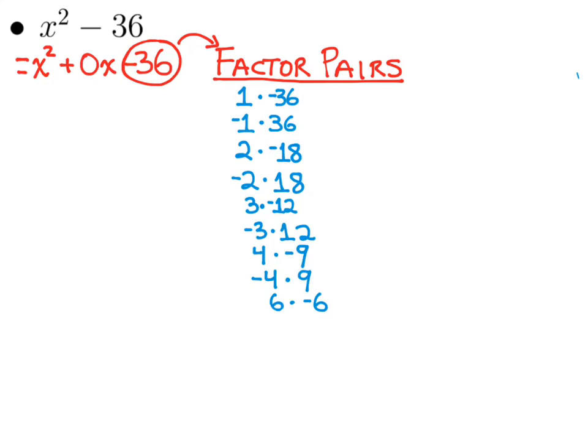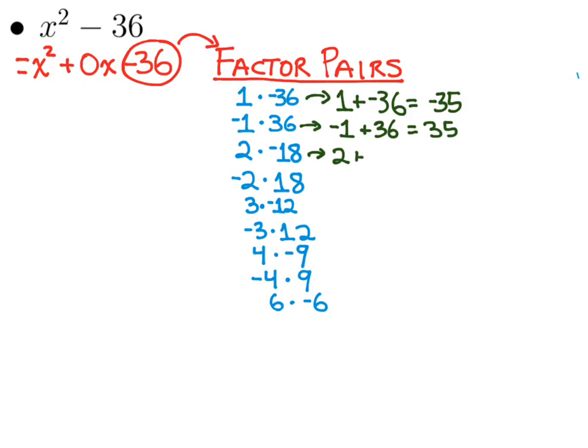That's 1, 2, 3, 4, 5, 6, 7, 8, 9 factor pairs. 9 ways of multiplying two integers together to get negative 36. All right, now, as before, we'll go ahead and add them together, each of them.